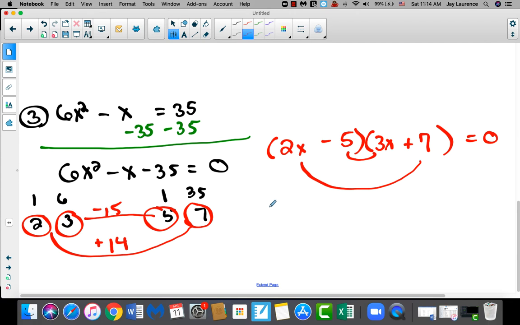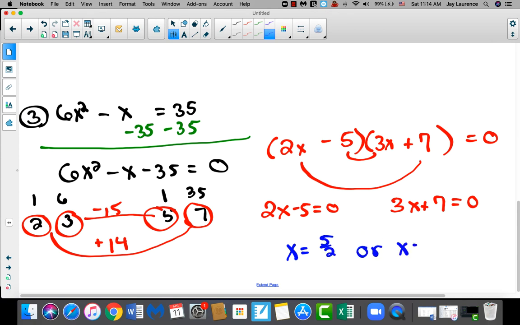Now I must solve. 2x minus 5 equals 0, and 3x plus 7 equals 0. Why don't you go ahead and pause the video and solve them on your own? If you've already solved them, here are my solutions. X is going to equal 5/2, or you could have 2.5, or x is going to equal negative 7/3.